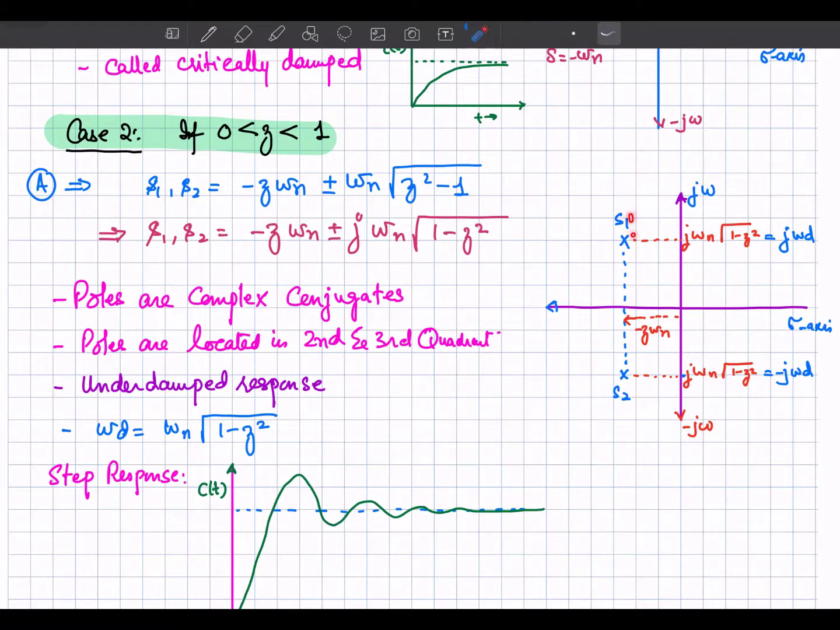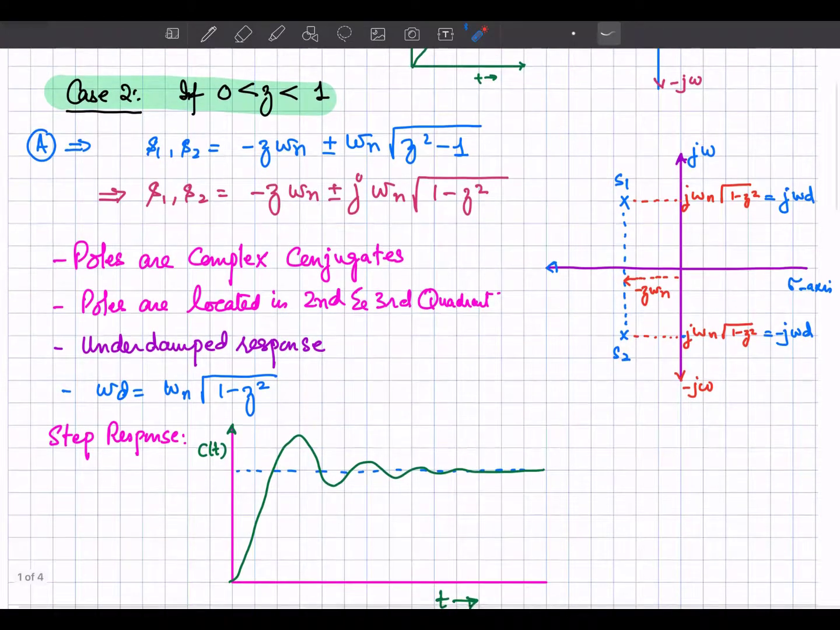So this pole S1, this is our one pole, and its real part will be minus zeta omega_n, and its imaginary part is omega_n into the square root of 1 minus zeta square. Let me call omega_n into the square root of 1 minus zeta square equal to omega_d. So the pole position is minus zeta omega_n plus j omega_d, and the other pole has the real part minus zeta omega_n and the imaginary part minus j omega_d. So our poles are in the second and the third quadrant, and omega_d is defined like that.